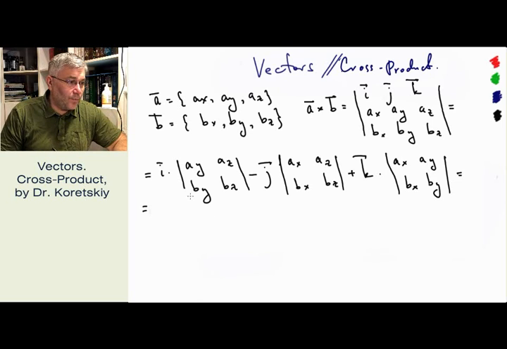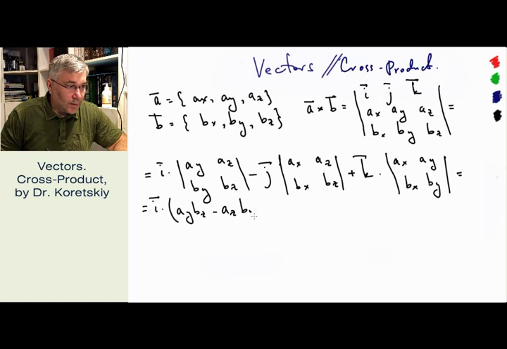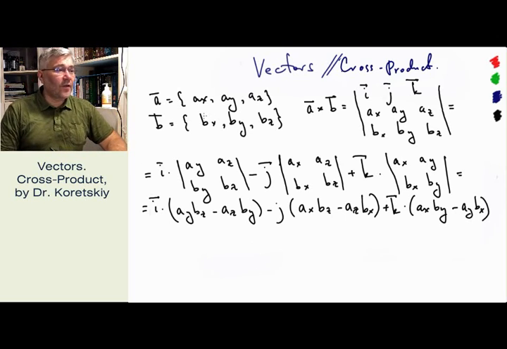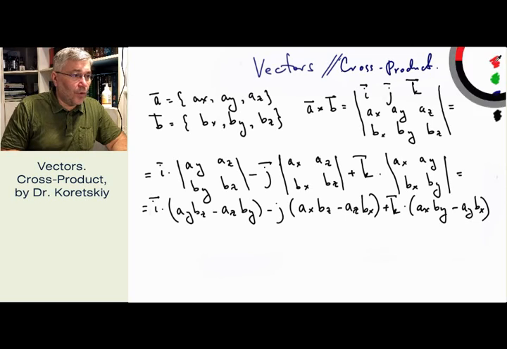And if I expand the 2 by 2 matrices, here I have i times (ay bz minus az by), minus j times (ax bz minus az bx), plus k times (ax by minus ay bx). This is the formula for the vector product, the first formula here.